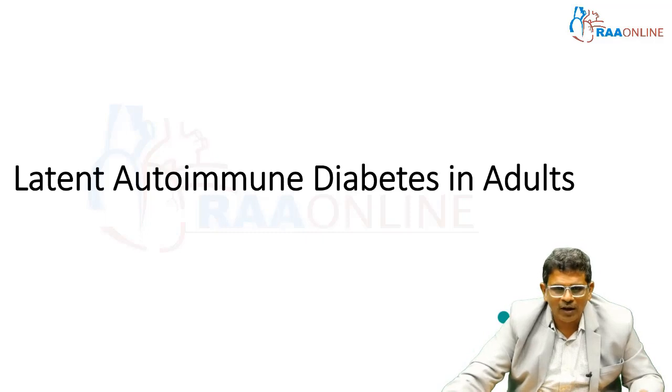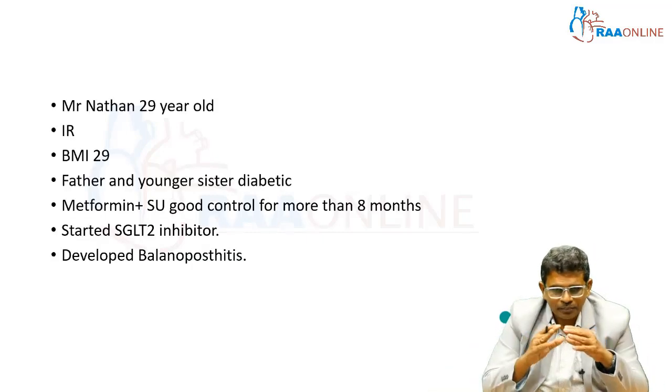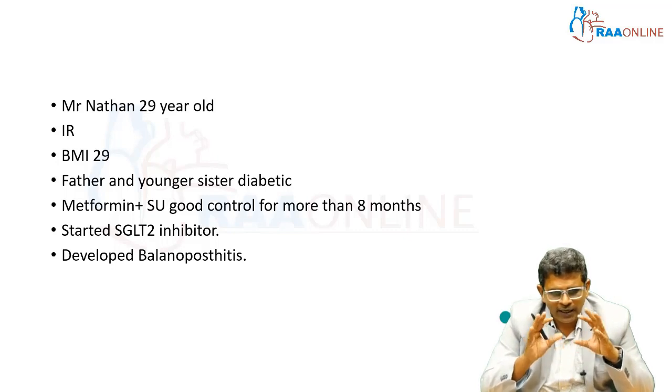So we'll go to a case history. Mr. Nathan, he's 29 years old. He's insulin resistant. He was a stout guy who came with all the insulin resistance markers, with visceral fat, with acanthosis, and his BMI is slightly higher. He also gives a family history. His father is a diabetic. He is taking insulin. He has been diabetic for quite some years. And his younger sister is also diabetic.